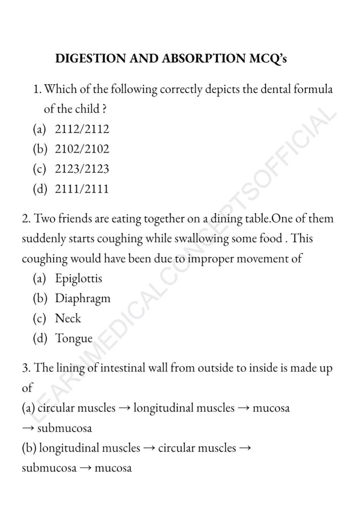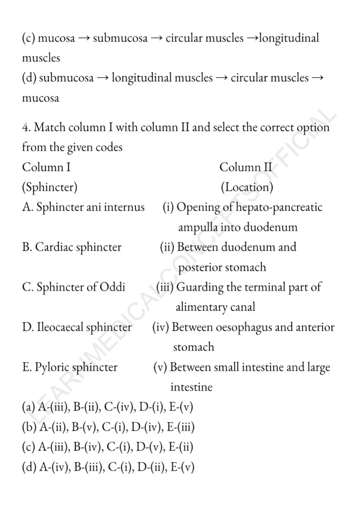And the next question, third one, the lining of the intestinal wall from outside to inside is made up of option A, circular muscles, then longitudinal muscles, mucosa, and submucosa. Option B, longitudinal muscles, circular muscles, submucosa, and the mucosa. Option C, mucosa, submucosa, circular muscles, and then longitudinal muscles. Option D, submucosa, longitudinal muscles, circular muscles, and the mucosa. And your time starts now.